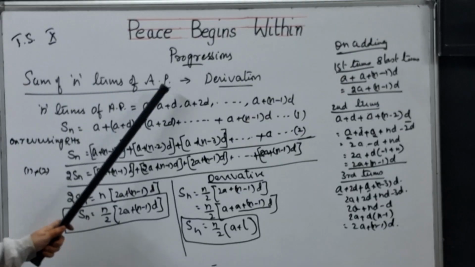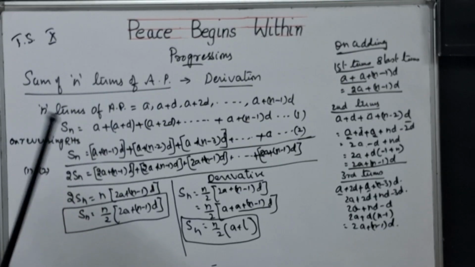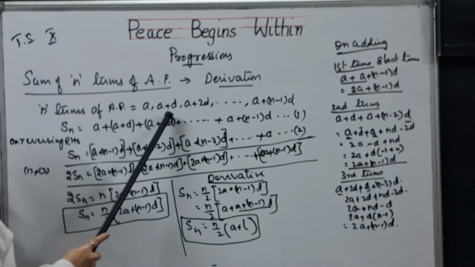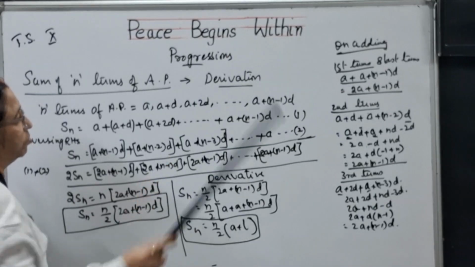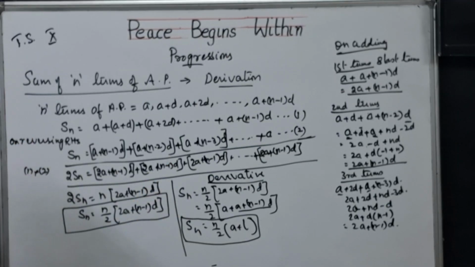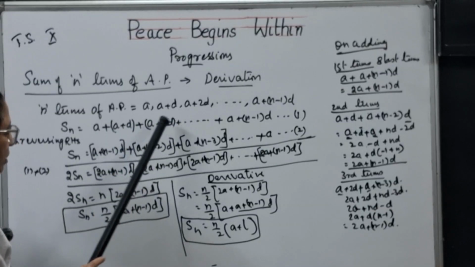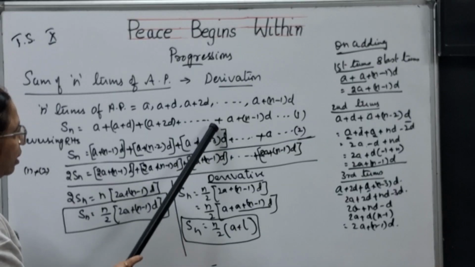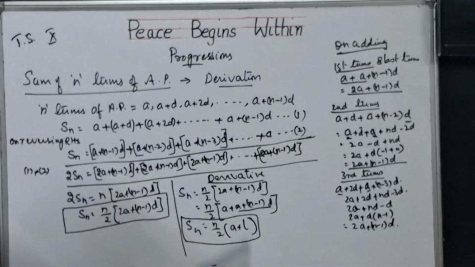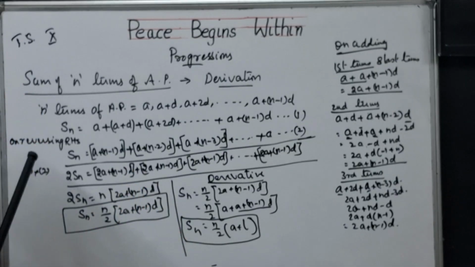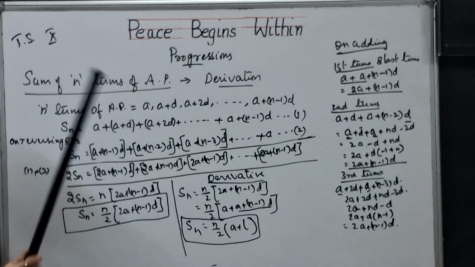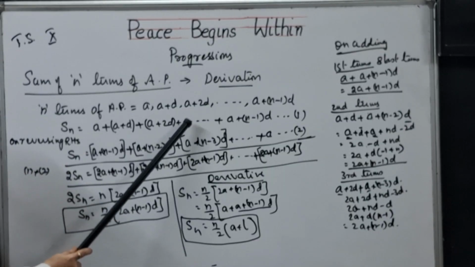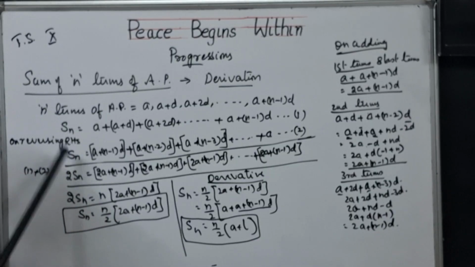So, let me give you one more explanation here. Sum of n terms of AP derivation we are doing. The n terms of AP are a, a plus d, a plus 2d, and so on up to a plus (n minus 1) into d. This you know. Now sum means what? You have to add. So a, the first term, plus the second term plus the third term, and it goes on like that, plus the last term. Now what did I do? On reversing the RHS, only the RHS I am reversing. The LHS I have taken as it is.